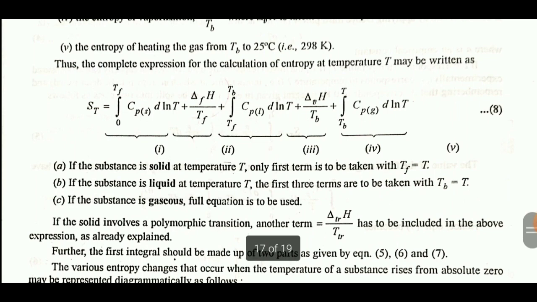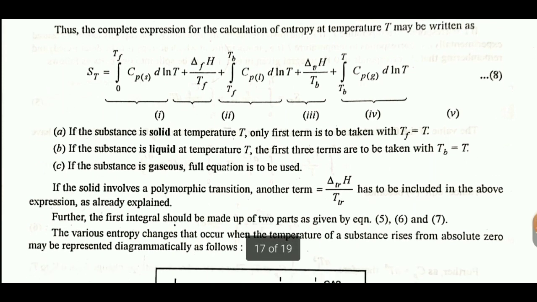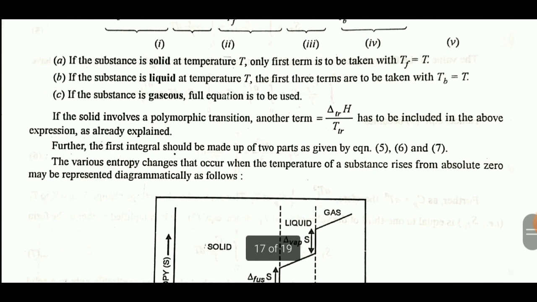Thus, the complete expression for the calculation of entropy at temperature T may be written as St is equal to integration 0 to Tf Cp d log T plus del Fh upon Tf plus integration Tf to Tb Cp d log T plus del Vh upon Tb plus integration Tb to T Cp d log T. A. If the substance is solid at temperature T, only the first term is to be taken with Tf is equal to T. B. If the substance is liquid at temperature T, the first three terms are to be taken with Tb is equal to T. C. If the substance is gaseous, the full equation is to be used.